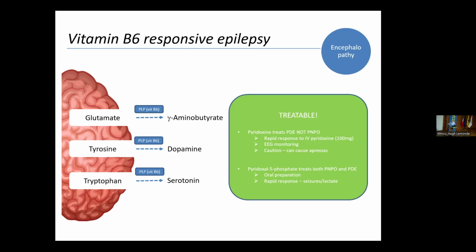What is also important to consider is that pyridoxine isn't the treatment for all of these conditions, in particular PNPO. We've already said that in PNPO you can't make the active form, so you can't use the pyridoxine. So if a baby doesn't respond to pyridoxine, it's important to try pyridoxal phosphate, which is the active form, which we can generally only get in an oral form. But again, it can have the same effect if this is PNPO deficiency, a rapid improvement of seizures and also the lactate.